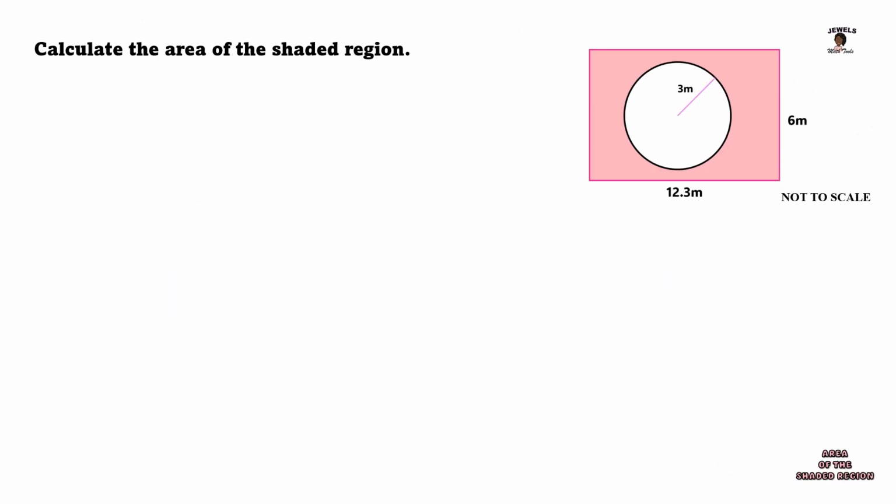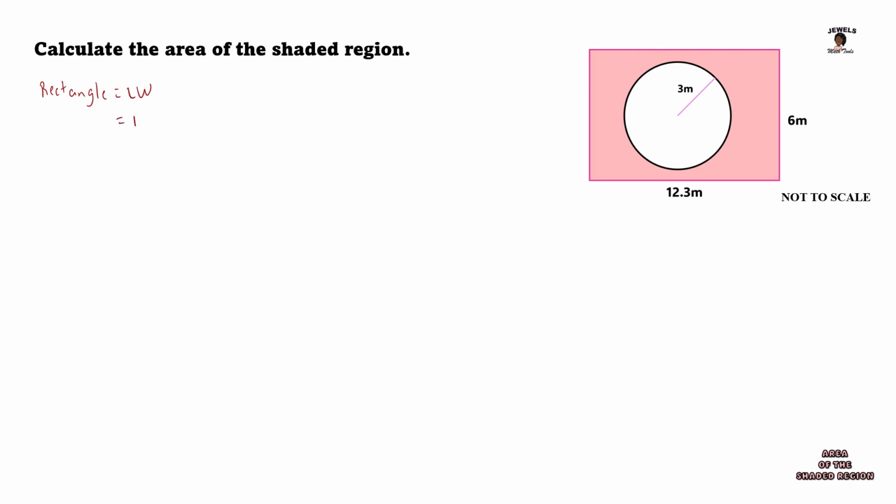In our example today, we are going to be calculating the area of our shaded region. And for this question, we have a circle that's inside of a rectangle. So we're going to begin first by calculating the area of our outer shape, which is our rectangle. And to calculate the area of our rectangle, remember that we multiply our length times our width.